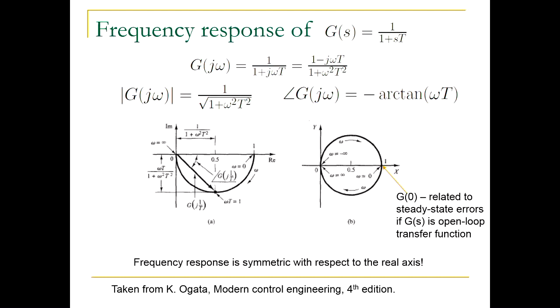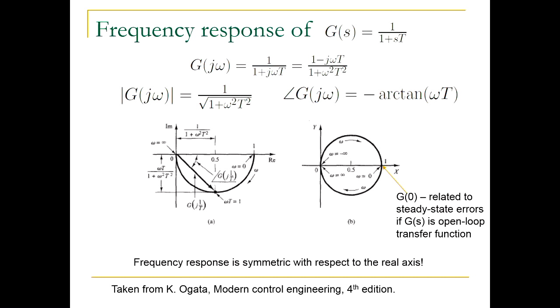One example, by the way: G at 0, this point here, is related to steady state errors of G(s) as an open loop transfer function. If you remember how we were calculating steady state errors, we had the complementary sensitivity evaluated at 0, or we could actually relate it to the open loop transfer function at 0. So you can see that we can relate some of the things we were doing before, like steady state errors, to some properties of the frequency response. We just need to know how to connect things, right?